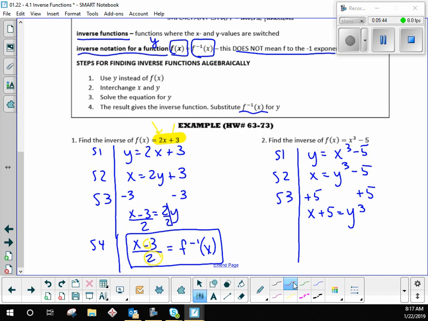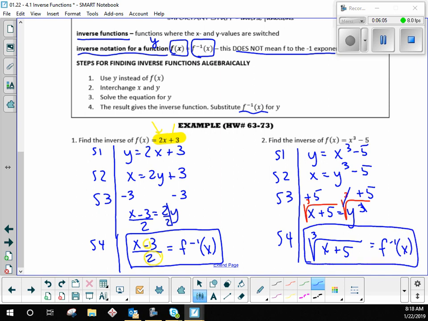How do I undo a cubed? I take a cube root on both sides. And the final step, the cube root of x plus 5. These cancel, leaving me y, but I'm replacing y now with the inverse function notation.